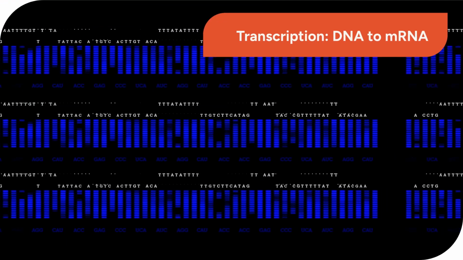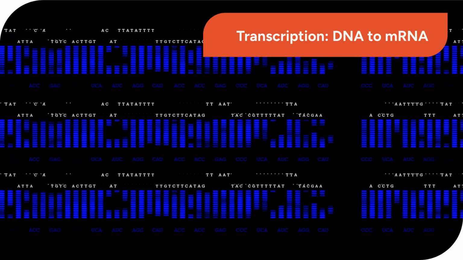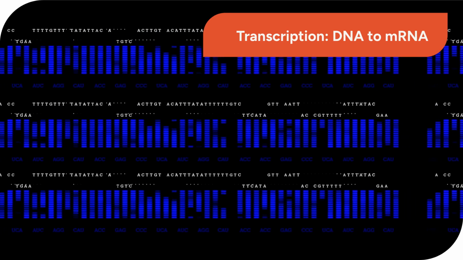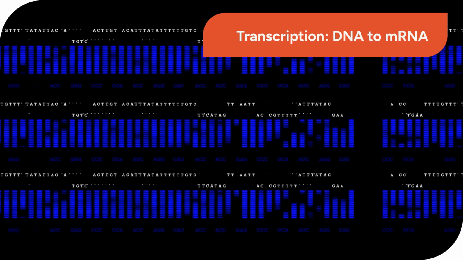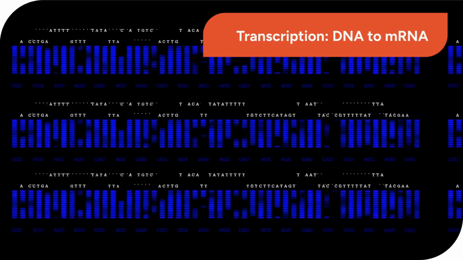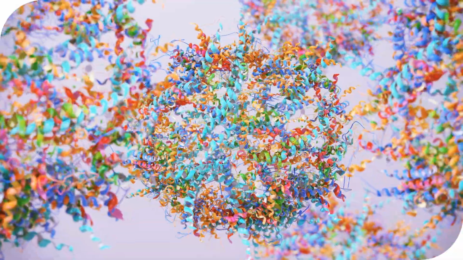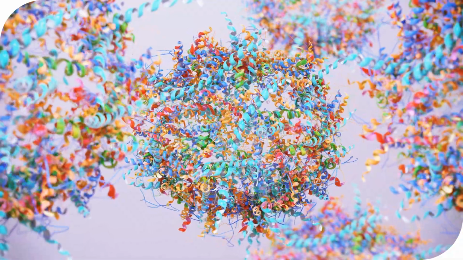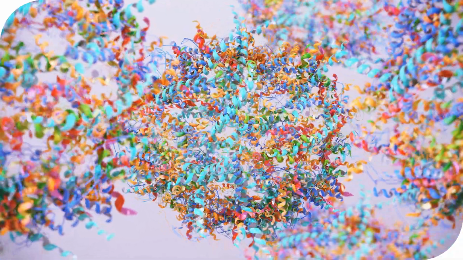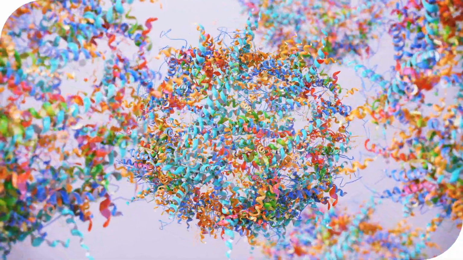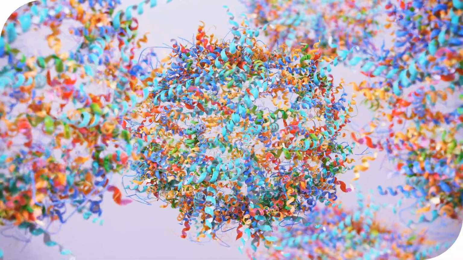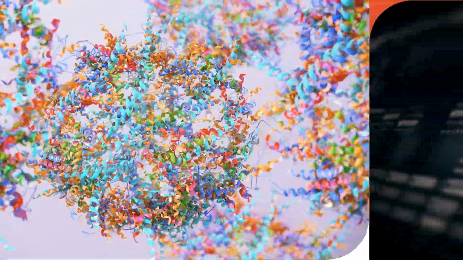Transcription is the first step, where a segment of DNA is copied into a temporary messenger molecule called mRNA. This mRNA then carries the genetic message out of the nucleus. Next is translation. The mRNA travels to the ribosome, the cell's protein factory, where transfer RNA, or tRNA, reads the code and brings the correct amino acids, building the final protein chain.